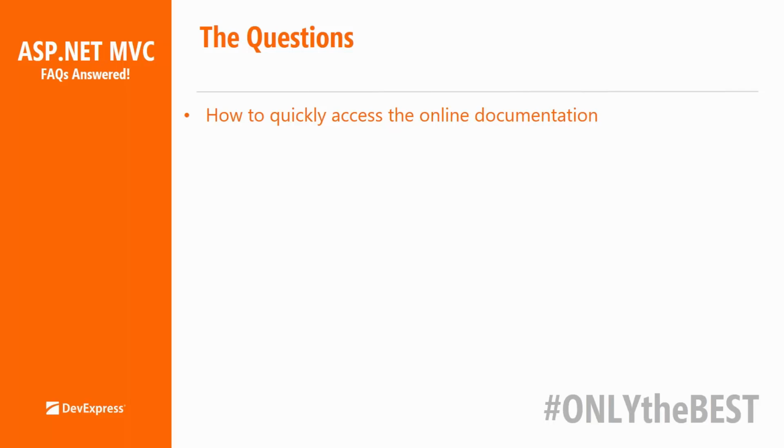So first, I'm going to start with one of the most asked questions. How can I quickly access the online documentation of the MVC extensions? Next, I'm going to talk about integrating the DevExpress MVC extensions into an existing project, because the chances are that you already have an MVC application and you want to use our spreadsheet control or our rich editor or one of the cool controls that we have. And in that case, you need to know how to get that going.